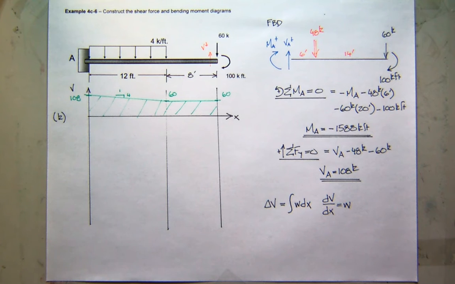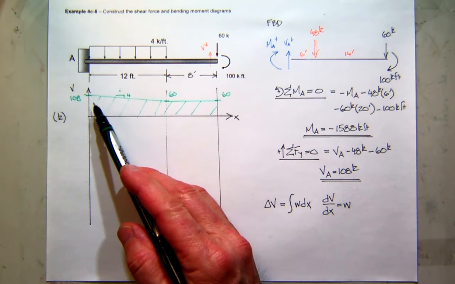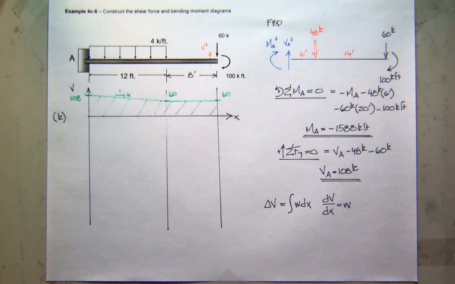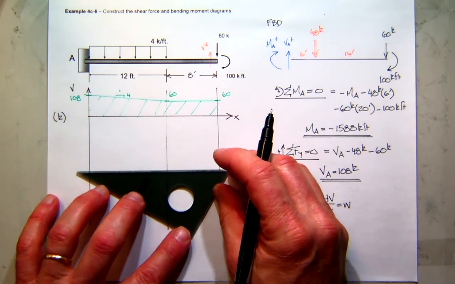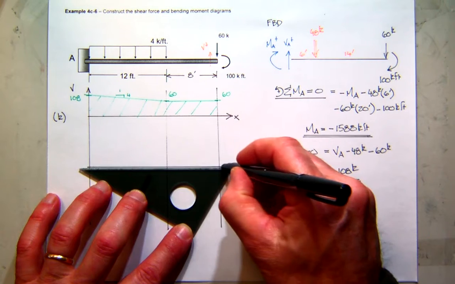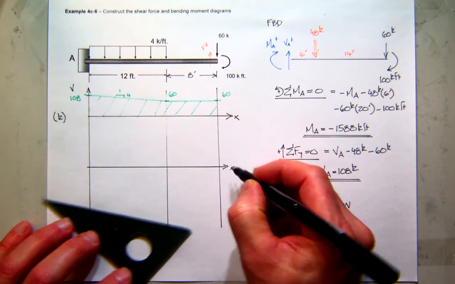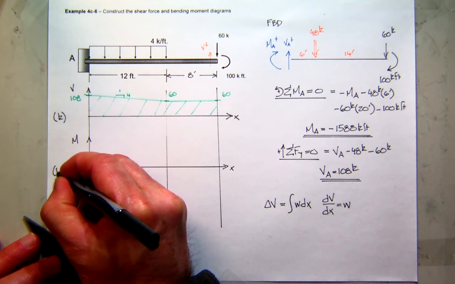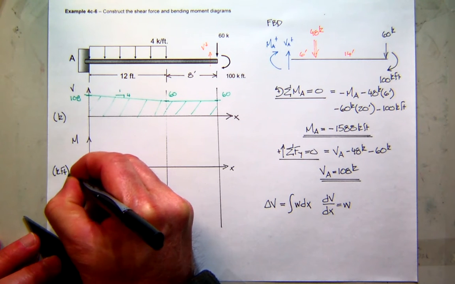And where would be the maximum value? At the support. Okay. So let's now draw the moment diagram. So we'll assume positive x, positive value for moment. All of our values will be in kip feet.